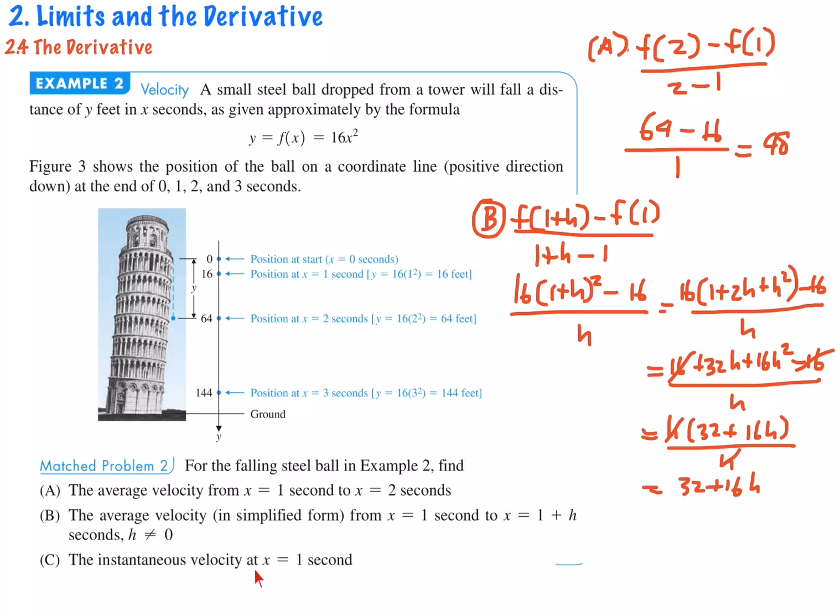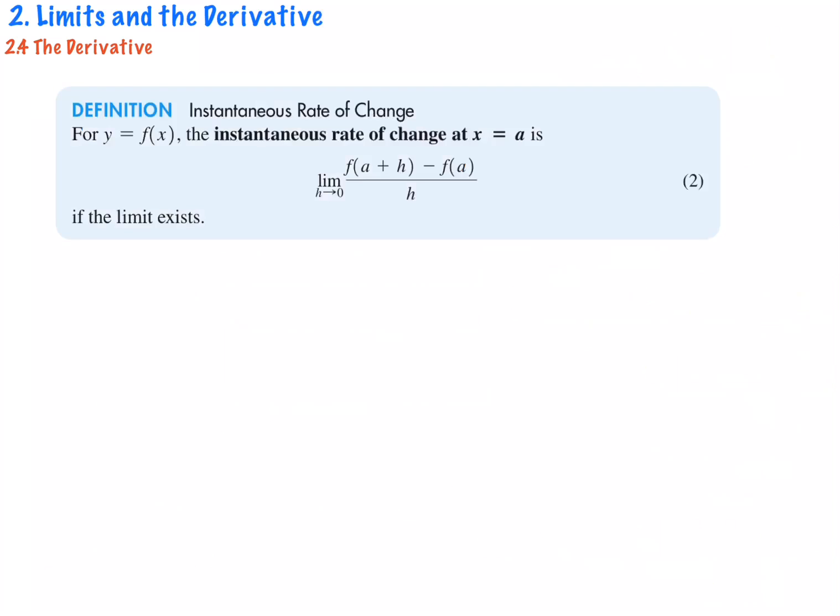Now see the instantaneous velocity. The instantaneous velocity is defined in this way: limit of h approaching 0 for f of 1 plus h minus f of 1 divided by h. So we have got this f of 1 plus h minus f of 1 over h, that is equal to 32 plus 16h. So we can just substitute limit of h approaching 0 for 32 plus 16h, and then we'll substitute the h with 0, then we'll get 32 as the answer. This is the instantaneous velocity at x equal 1 second.